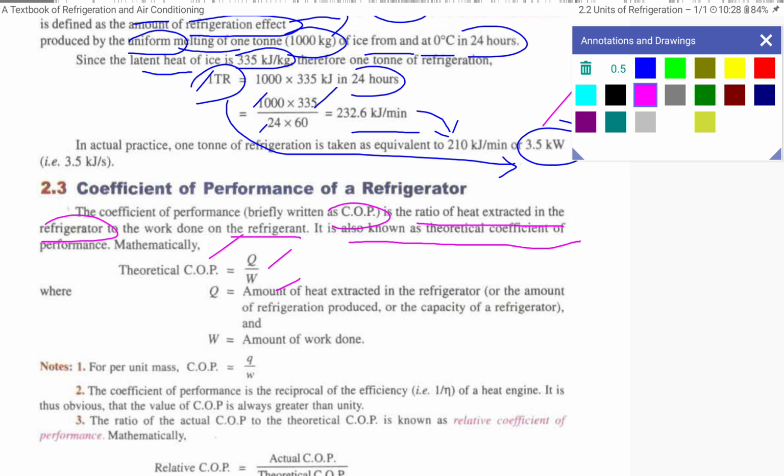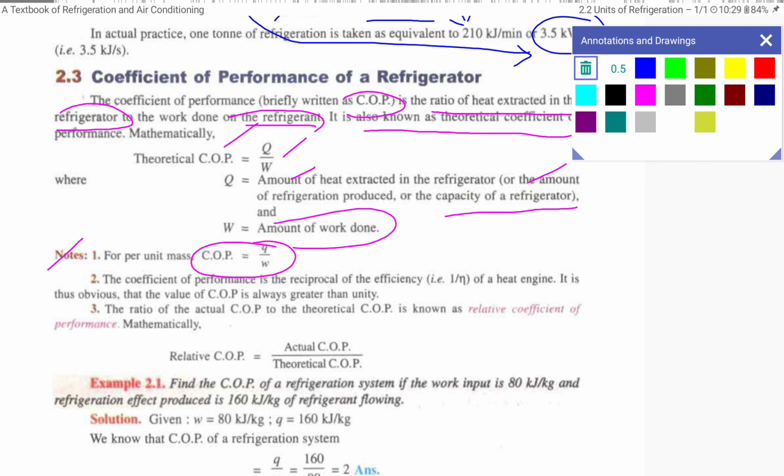Okay, so what is Q? The amount of heat extracted in the refrigerator, or the amount of refrigeration produced, or the capacity of the refrigerator, divided by the amount of work. Which work? The amount of work done on the refrigerant. Okay, so we have these notes here. For per mass, you will have this expression: COP is equal to small q over small w, because it's already expressed in kilojoule per kilogram mass, or per unit mass.